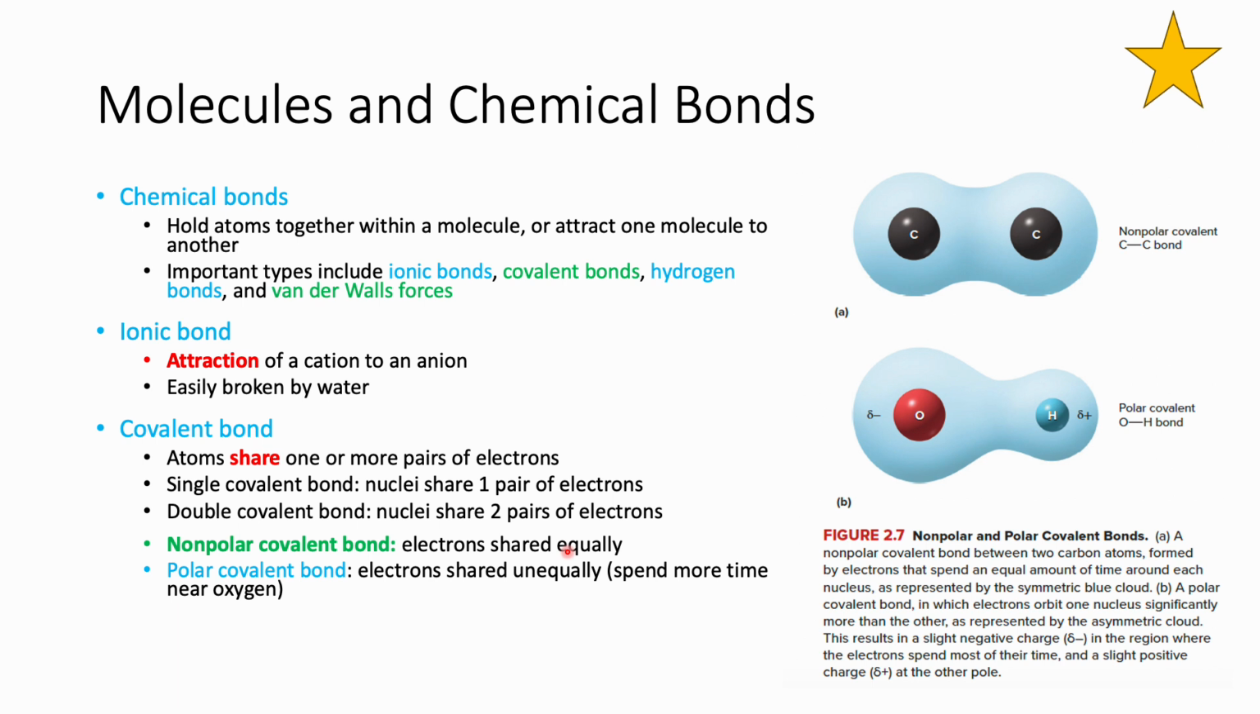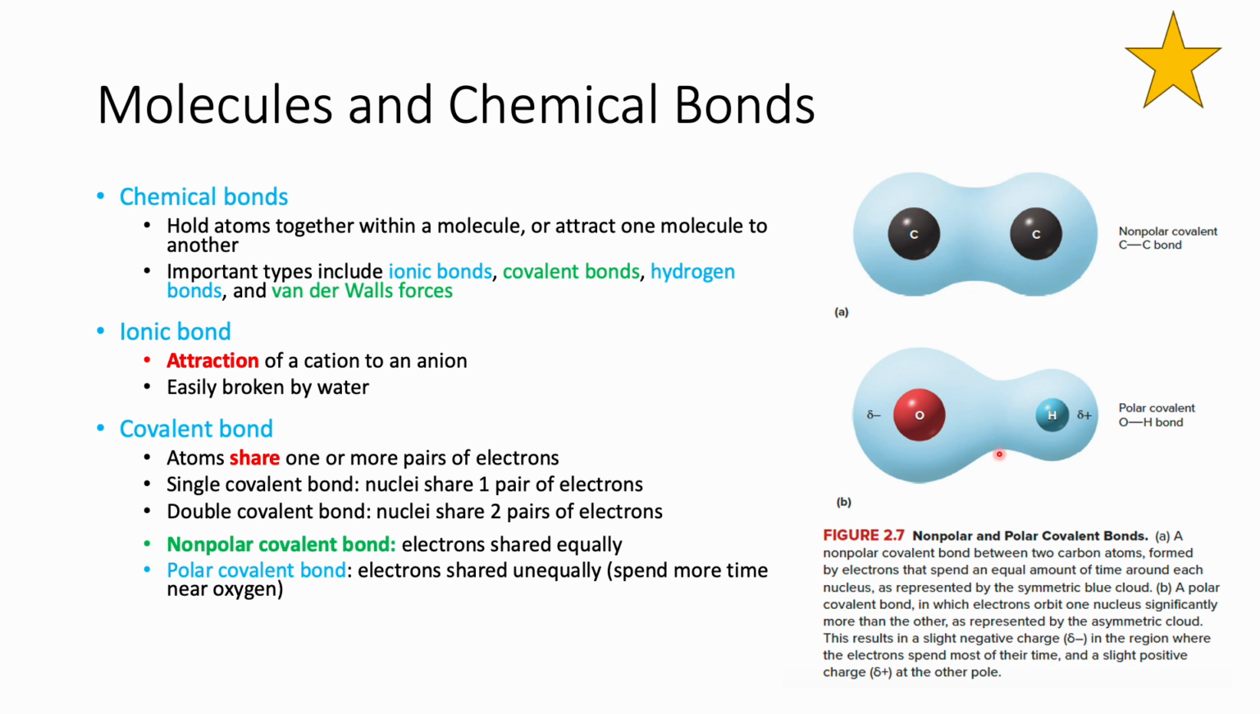When they are shared equally, that means that is a non-polar covalent bond. But when the electrons are not shared equally, some electrons are more towards one side of the bond than the other, then it is a polar covalent bond. So here, for example, the electrons are shared equally. This is a non-polar covalent bond.